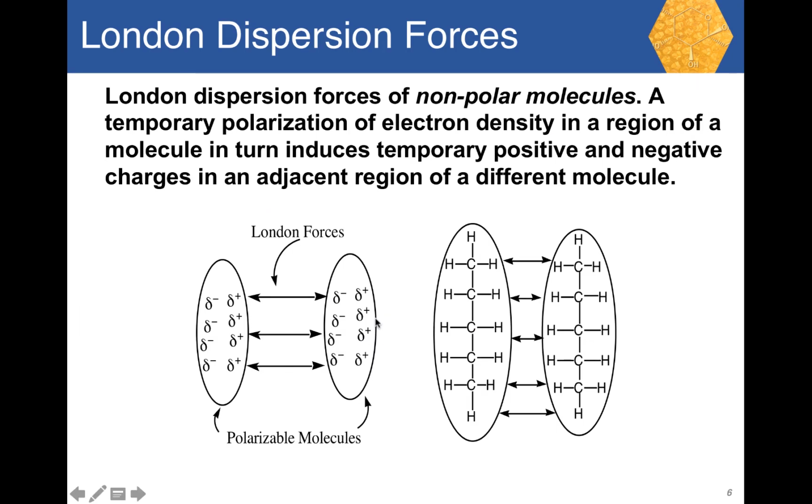Here's another example. Let's look at this molecule: carbon, carbon, carbon, carbon, bonded to hydrogen, pretty large. It's possible for the electrons to be on one region of that molecule, so it acquires a partial negative charge, and it induces a partial positive charge in another molecule because opposite charges attract each other. There'll be an attraction between these two molecules, and that's called the London dispersion forces.